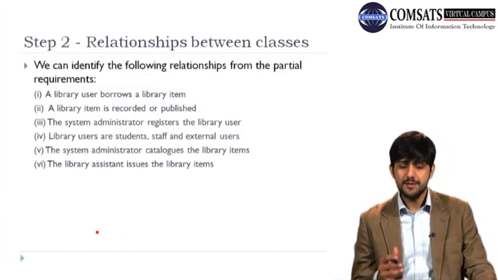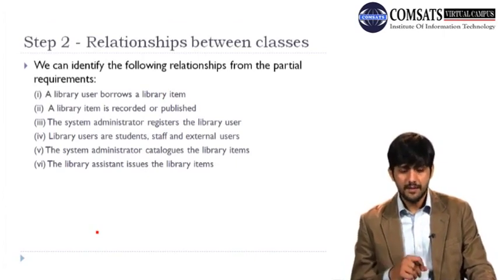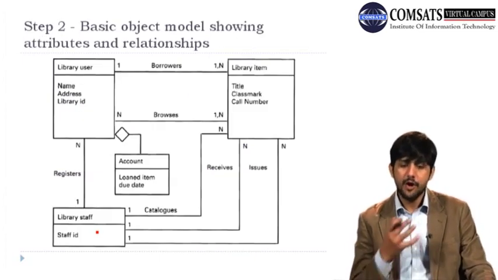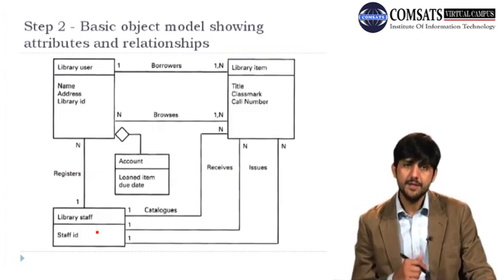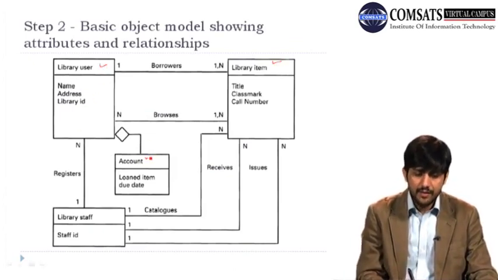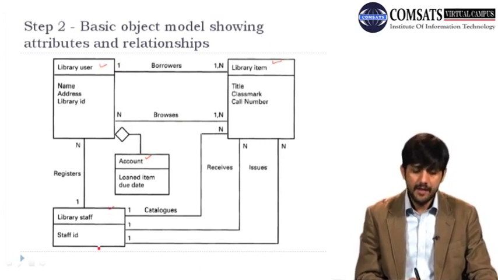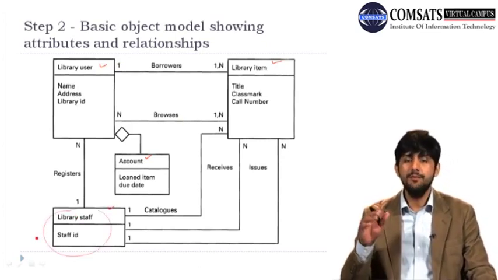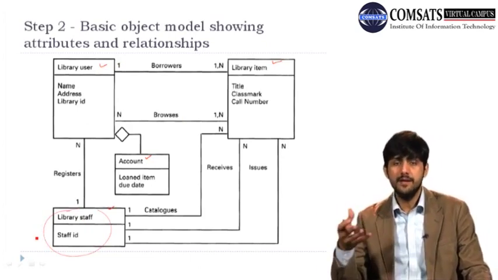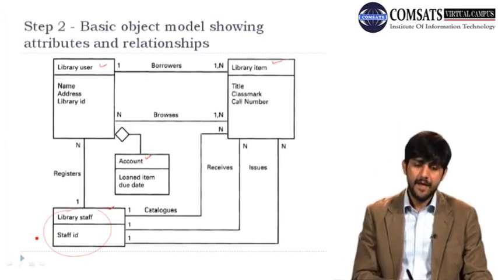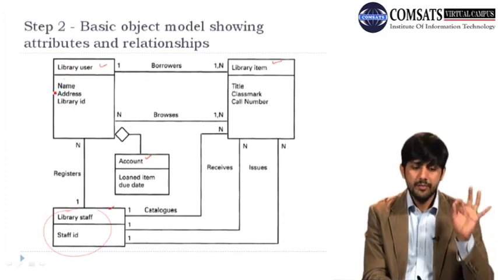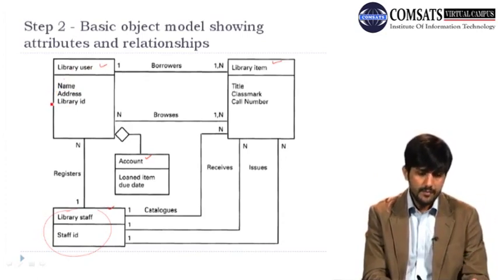And then we say the system administrator catalogs the library items, the library assistant issues the library items. So this is the basic object model showing attributes and the relationships. We have this library user, we have library item, we have account, and we have library staff. Here we have not put more detail. We put all the library staff in this one class. We say that administrator is also there, and any other library assistant is also there. And for each library user we identified that there will be name, library ID, and address.